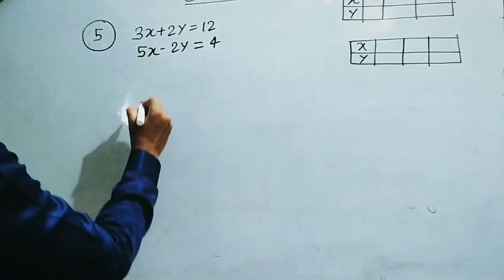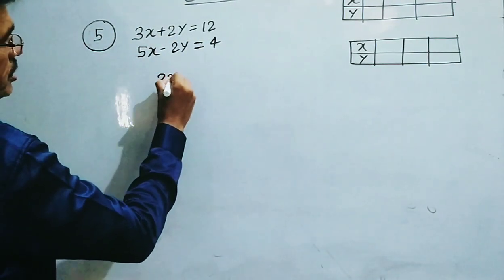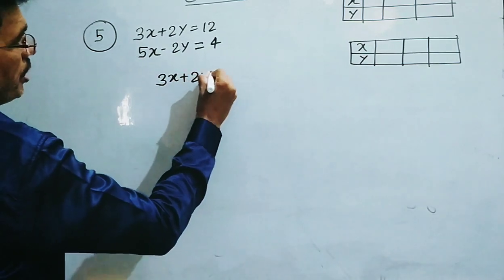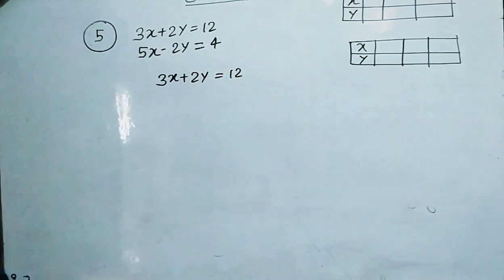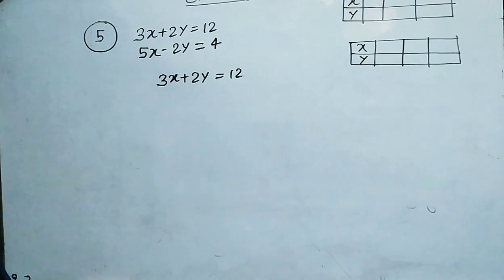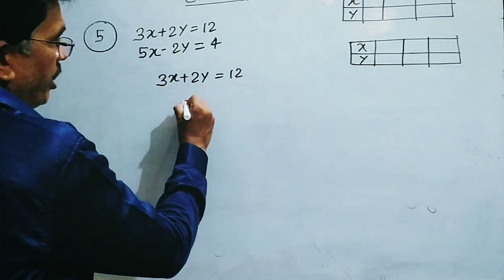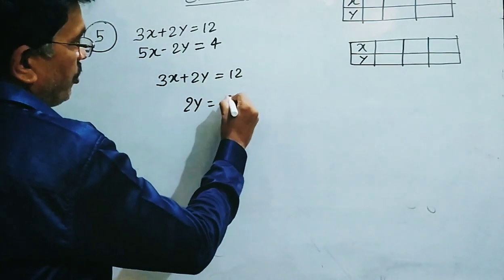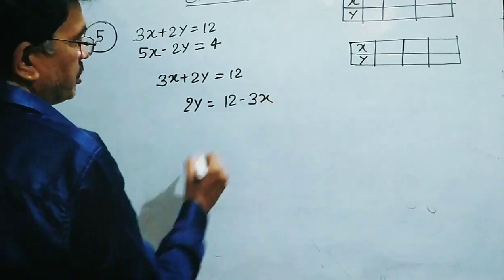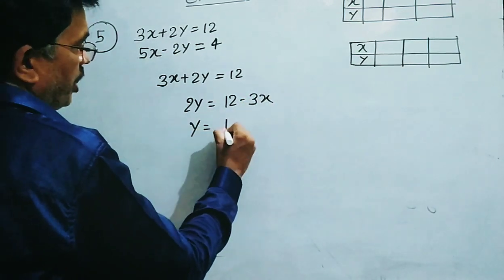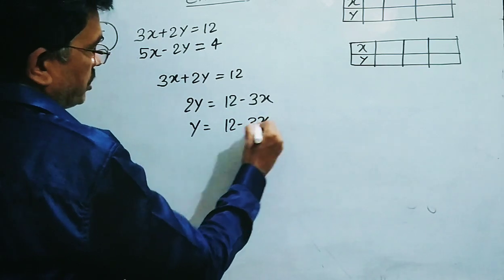The first equation is 3x plus 2y is equal to 12. You should always write the equation in the form of y. So you write 2y is equal to 12 minus 3x. So what is y? It is (12 minus 3x) by 2.